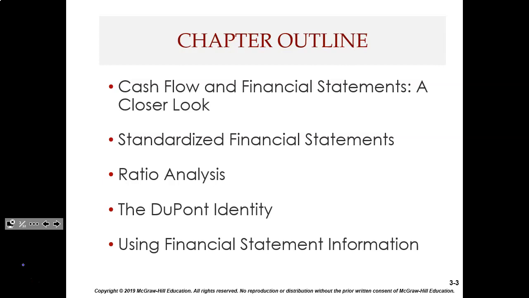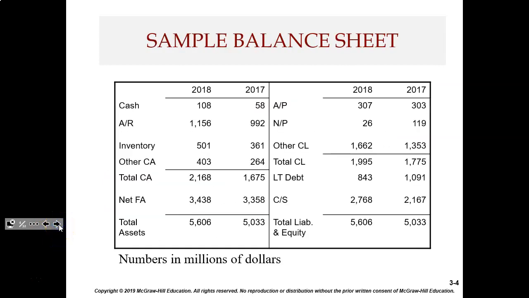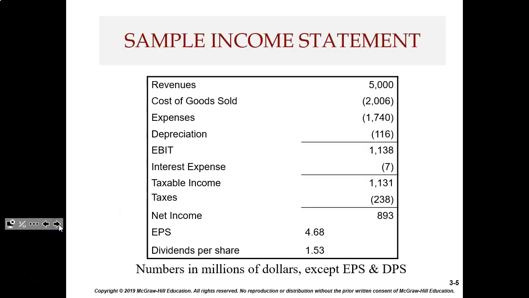The biggest part of this chapter is the next two things. We're going to talk about ratio analysis and the DuPont identity and how that helps us to get into our company and see what's going on in our company. Okay. So here's an example of a balance sheet that we'll use for this chapter. And it's the balance sheet that we discussed in chapter 2, if you remember that. And then an income statement, again, just an example from what we discussed in chapter 2.